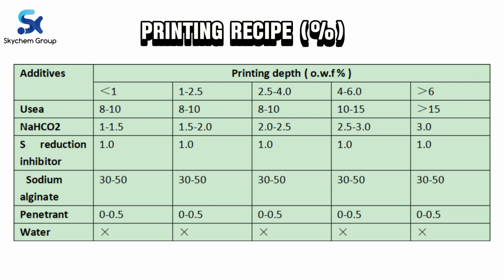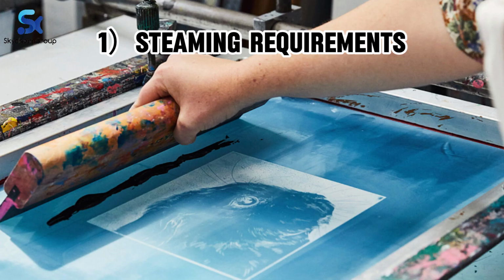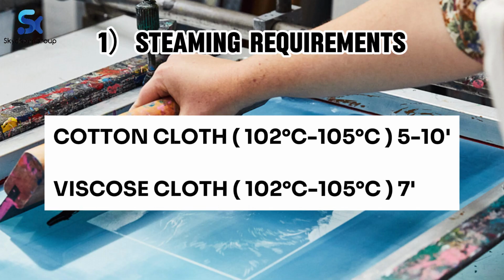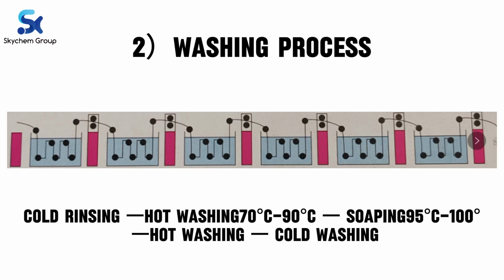Here is the printing recipe percentage. 1. Steaming requirements. Cotton cloth 102 degrees Celsius to 105 degrees Celsius. Viscose cloth 102 degrees Celsius to 105 degrees Celsius. 2. Washing process. Cold rinsing. Hot washing 70 to 90 degrees Celsius. Soaping 95 to 100 degrees Celsius.